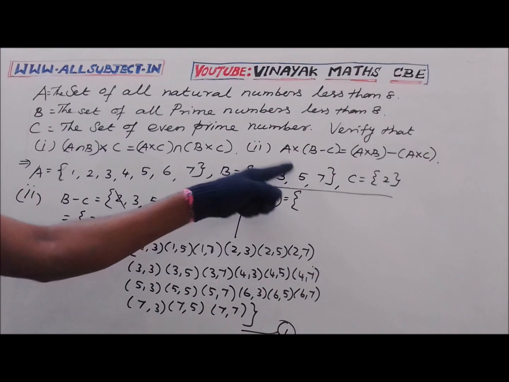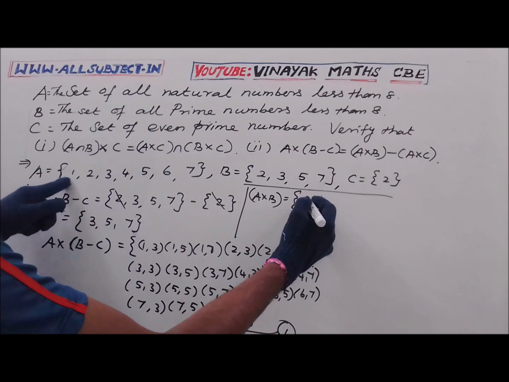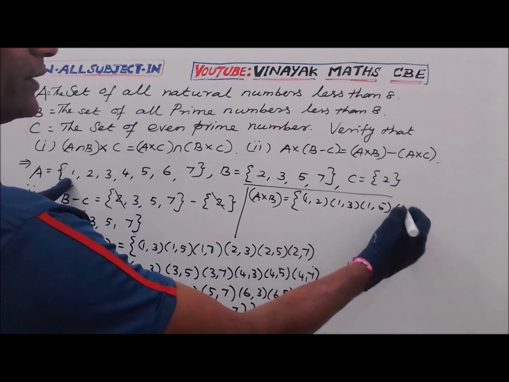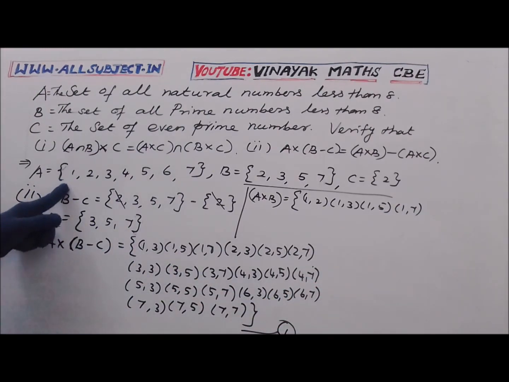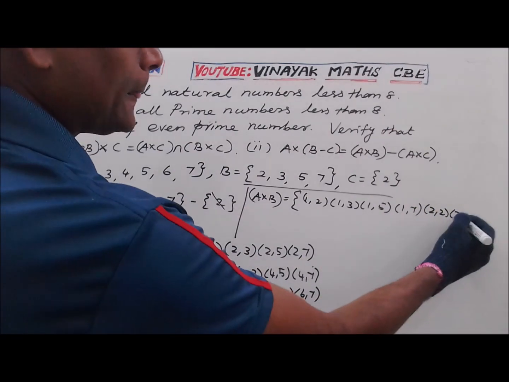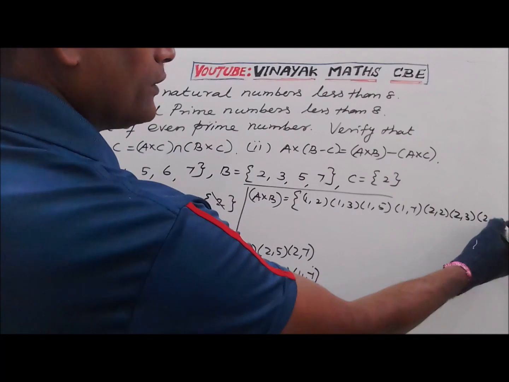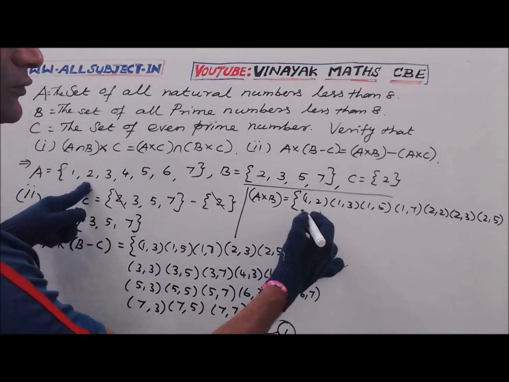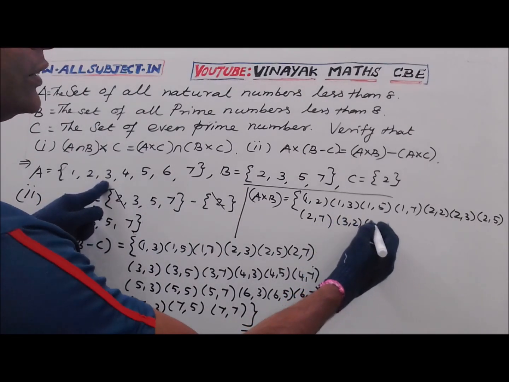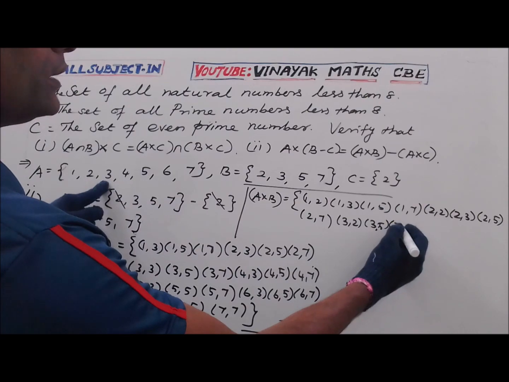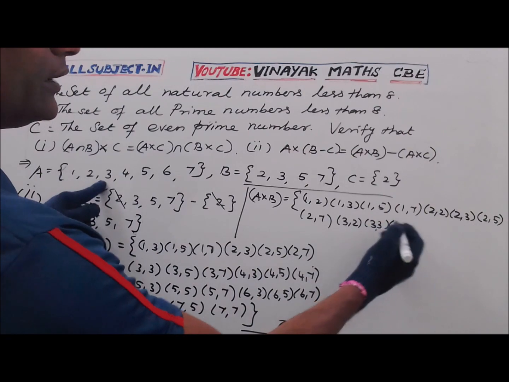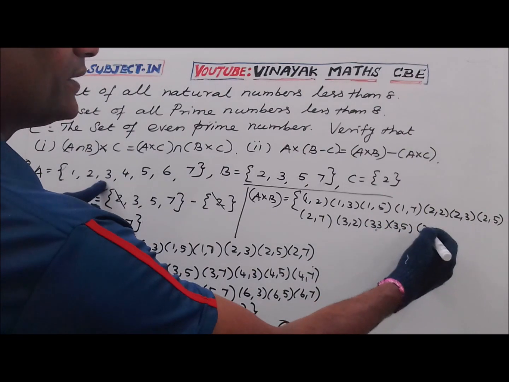With 2: 2 with 2, 2 with 3, 2 with 5, 2 with 7. So I am writing here 1, 2, 1, 3, 1, 5, 1, 7. And then with 2: 2, 2, 2, 3, 2, 5 and 2, 7. Then with 3: 3, 2, 3, 3, 3, 5, 3, 7.